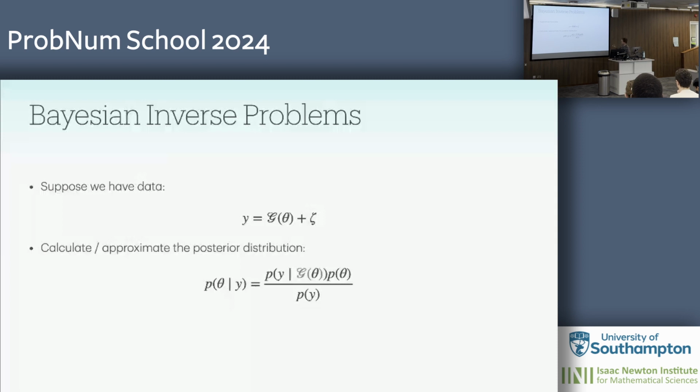But in any case, suppose that we have data y that's obtained by applying a map G, calligraphic G, to some parameter theta, and corrupting it with some noise zeta, which I think I'm going to assume is Gaussian later on, but not necessarily on this slide.